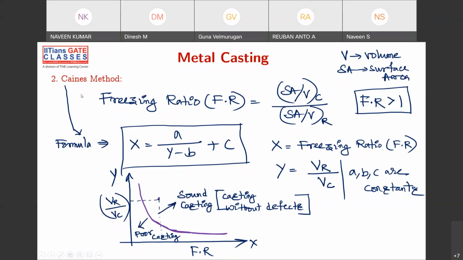Okay. This is called Kane's method. This is the formula: X is equal to A by Y minus B plus C. Not Y plus, Y minus. Very important. X is the freezing ratio, volume of riser by volume of casting, and Y is surface area of riser divided by the volume of the riser. Okay, fine. Now, let's go ahead.